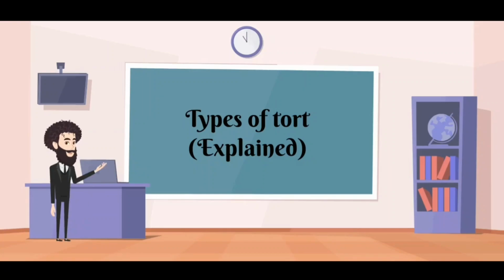Today, we will explore the three primary types of torts in our legal system: negligence, intentional torts, and strict liability torts. Each category represents a distinct set of legal principles governing civil wrongs and the liability for harm or injury caused to others. Understanding these fundamental concepts is crucial in comprehending the complexities of tort law and its application in various real-life scenarios. So, let's delve into these essential types of torts.